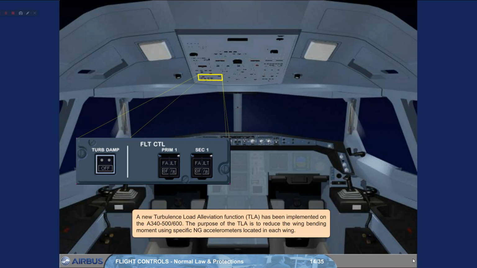A new turbulence load alleviation function, TLA, has been implemented on the A340-500-600. The purpose of the TLA is to reduce the wing bending moment using specific NG accelerometers located in each wing.